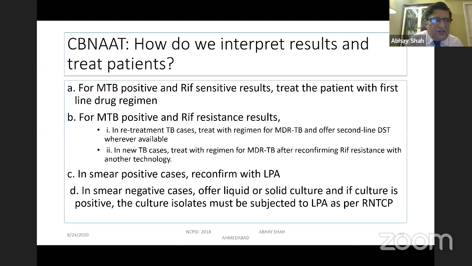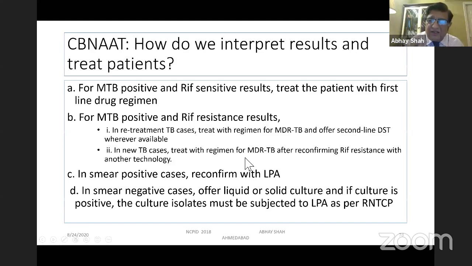So if MTB is detected, but rifampicin is sensitive, the case is very clear. You are dealing with a drug sensitive tuberculosis. But if MTB is positive and rifampicin resistance is detected, then you have to establish whether it's a new case or a retreatment case. If it's a retreatment TB case, treat with the regimen for MDR TB and offer a second line drug wherever available, and send it for culture before that. If it is a new case, treat with the regimen of MDR TB after reconfirming rifampicin resistance with another technology.